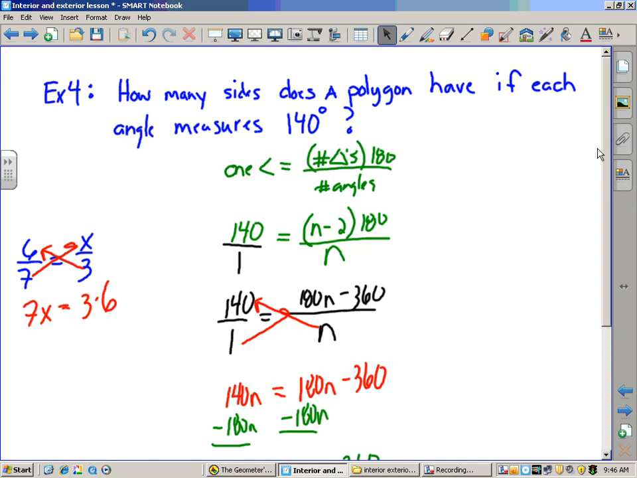All right. Next thing that we're going to do: this is everything we wanted to do about interior angles. Now we're going to talk about exteriors. I know they're going to be terrible.